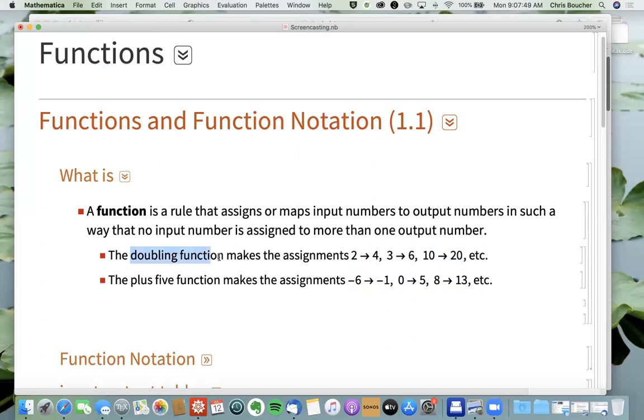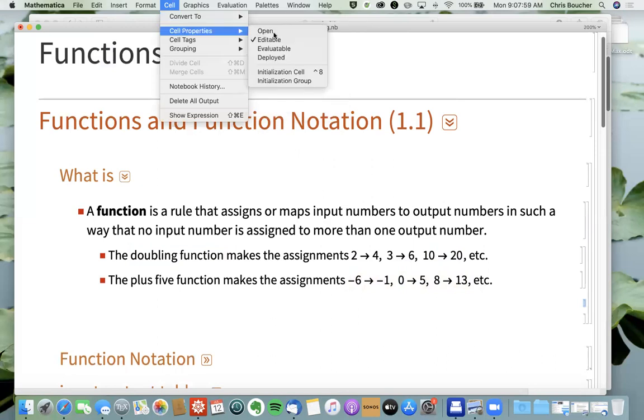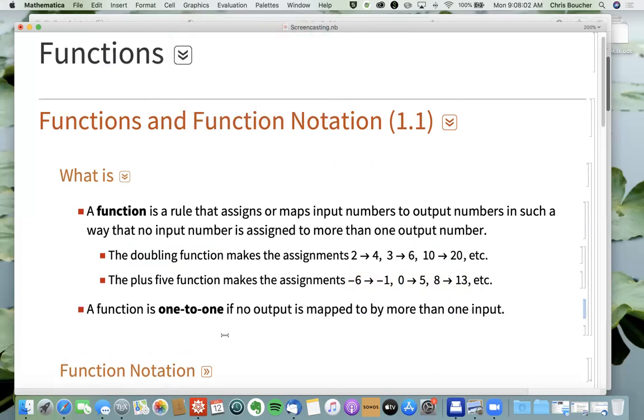And of course, there are all sorts of things you can do besides double and add 5. You could triple, or you could subtract 10, you could double and then subtract 10, et cetera, et cetera, et cetera. So there are lots of different kinds of functions that we can invent.